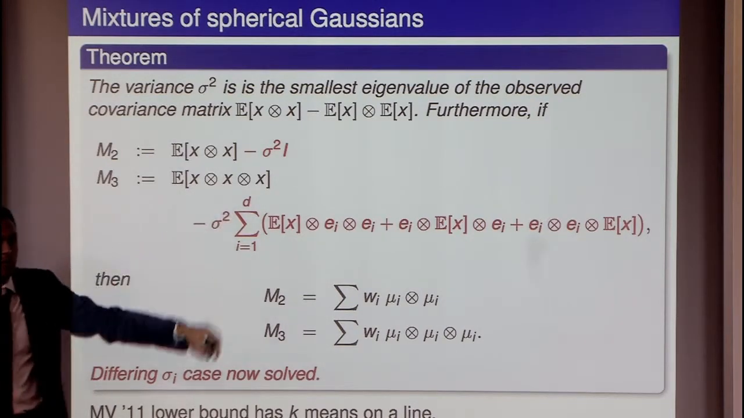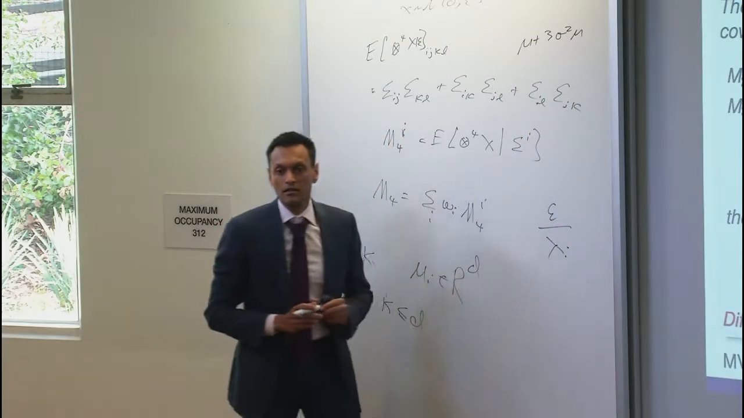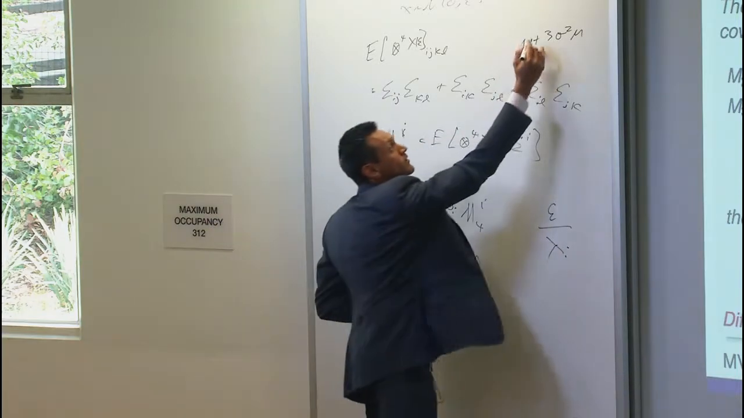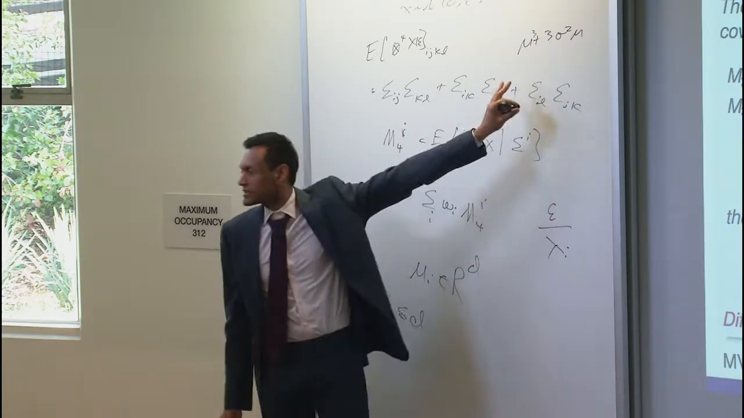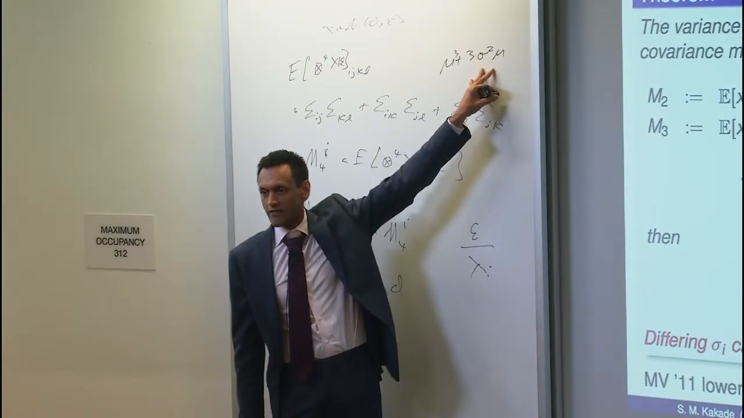And for the third moment, what's happening? You're really just asking, what's the third moment of a single scalar Gaussian? The third moment is really mu cubed plus 3 sigma squared times mu. So with the scalar Gaussian, this is the third moment. And basically, we just want to get rid of this stuff.